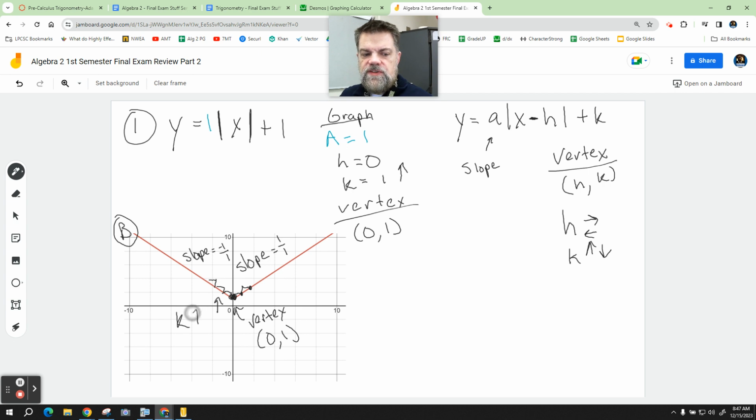And then K shifts it up 1 unit. So just kind of jot all that stuff in there. H shifts it left or right, but it doesn't shift it at all because H is 0. Does that make sense?